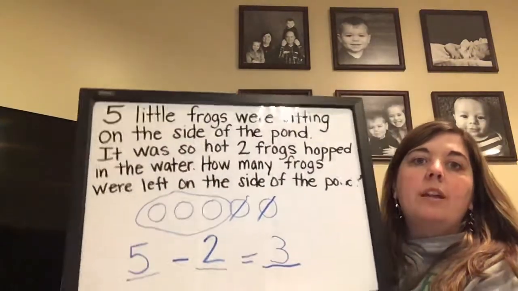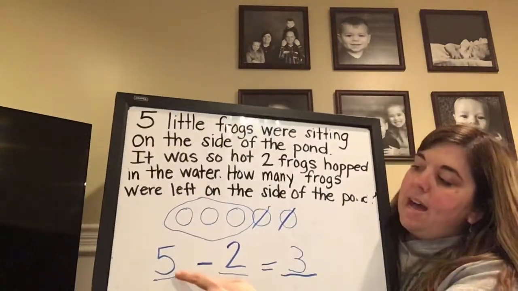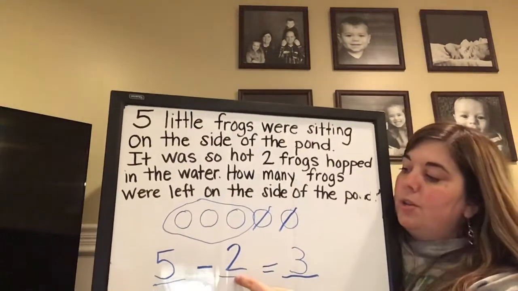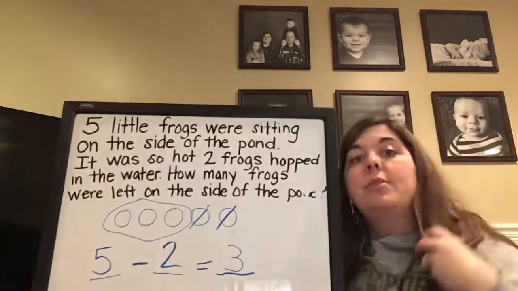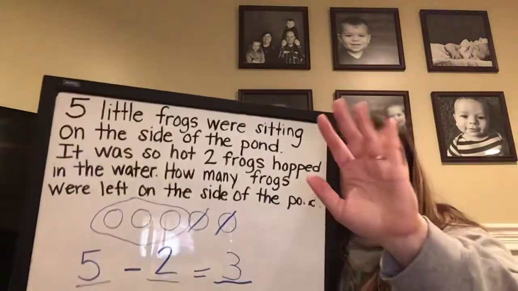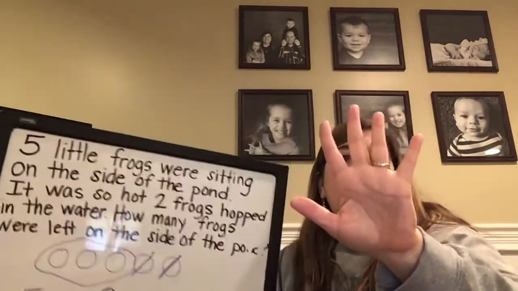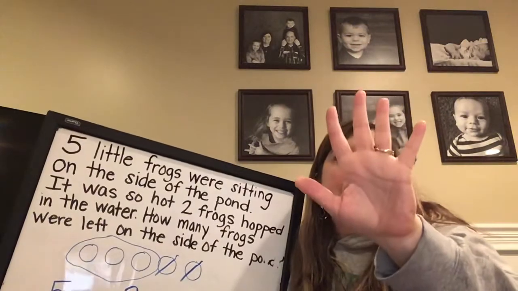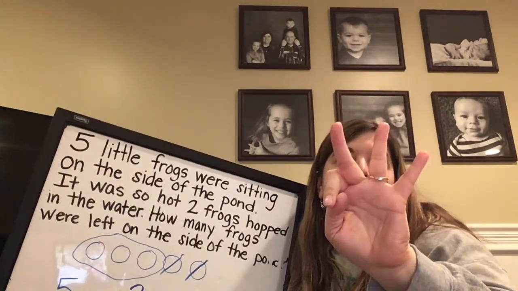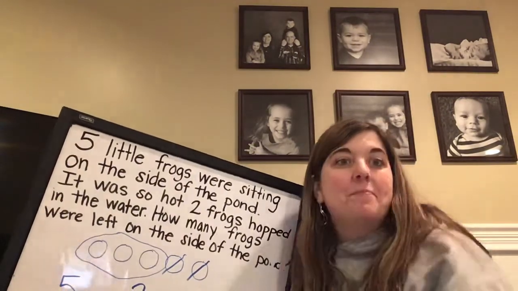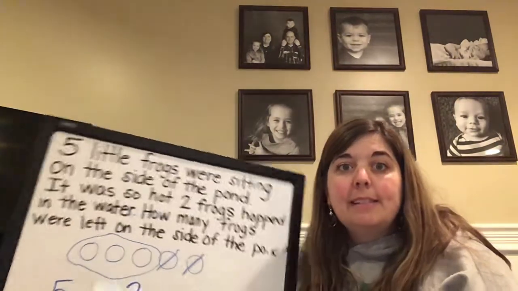And another way I can say it is 5 take away 2 equals 3. And if I do that with my fingers, I can also do this. If I have 5 frogs here, I take away 1, 2 frogs, and look at how many I have left. 1, 2, 3.